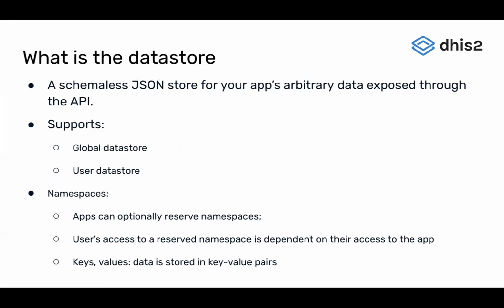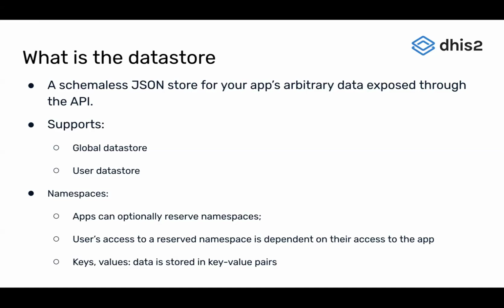First off, we have the global data store, which is available to every user of that DHIS2 instance. And then we have the user data store, which is only accessible to a particular user that's logged into the instance. Each data store contains namespaces, and a namespace is just a collection of key value pairs. Each key contains a value, and the value can be any form of JSON data.